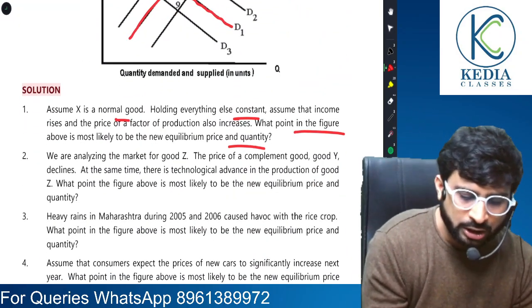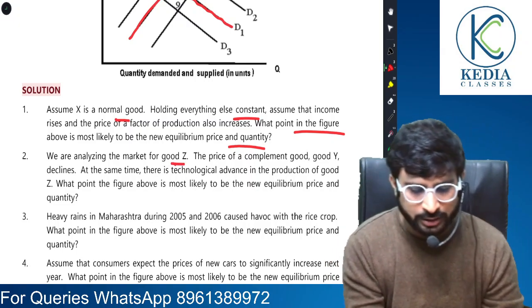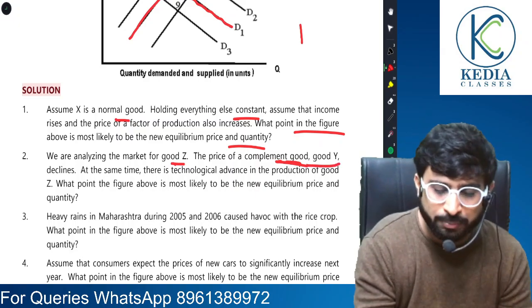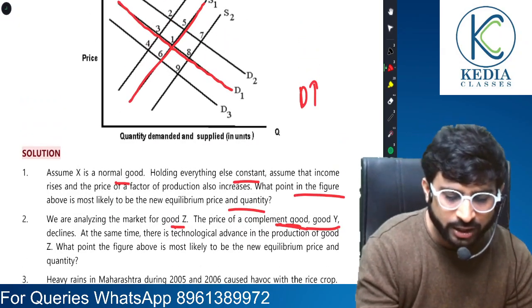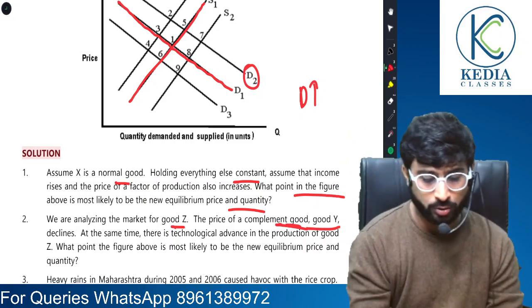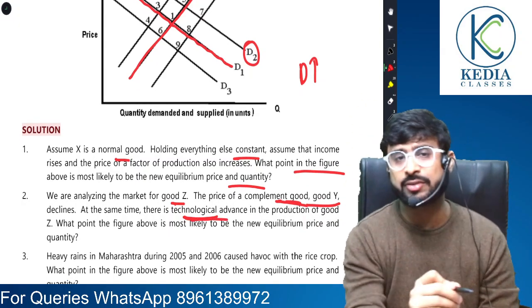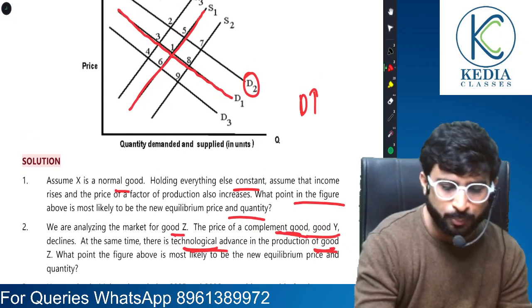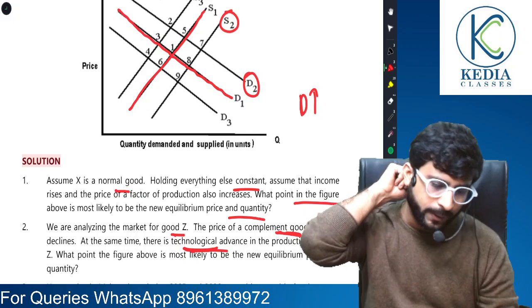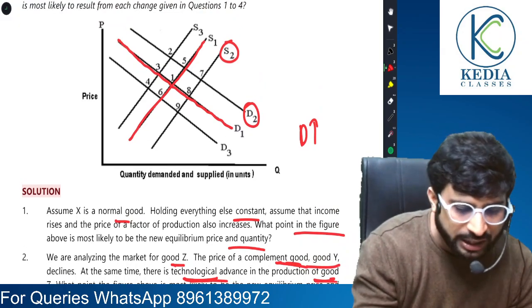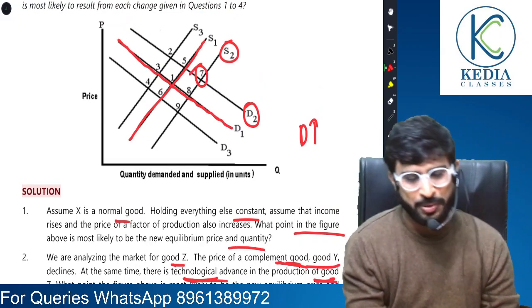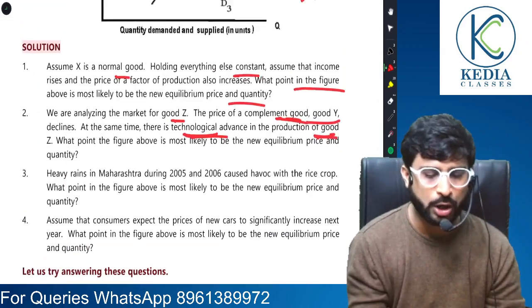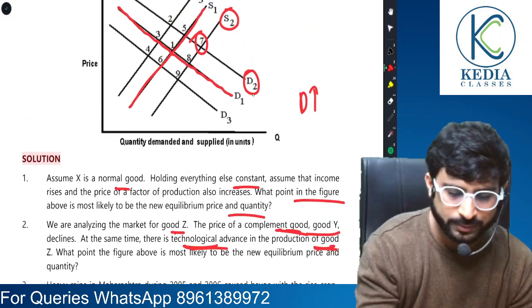Now, we are analyzing the market for good Z. The price of a complement good Y declines. If price of complement declines, then the demand for good Z will definitely increase. There will be a rightward shift to D2. Now, at the same time, there is a technological advancement in the production of good Z, so supply will also rise because technology has improved. So we move to S2. Which point represents this? Where are D2 and S2 intersecting? At point 7. Point 7 would be my answer. Let's see. Yes, sir, you are correct.